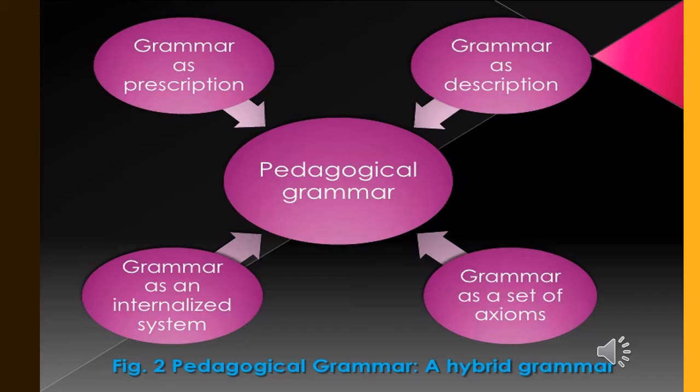Grammar has been divided into many types of grammar. One of the examples is pedagogical grammar, but pedagogical grammar has some subdivisions or subtopics to better understand what this can mean. For example, we can have grammar as prescription, grammar as description, grammar as an internalized system, and grammar as a set of axioms. But everything is related, and the goal will be to increase fluency and accuracy of speech to help those non-native speakers of languages to achieve this knowledge and achieve the accuracy.